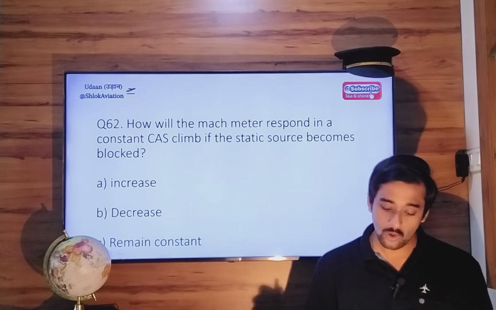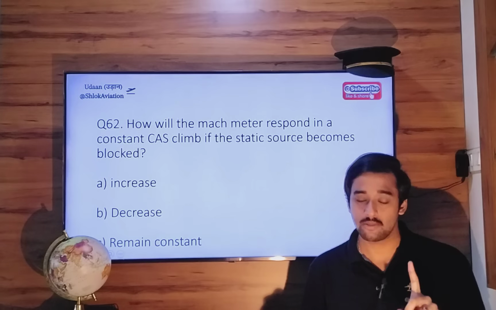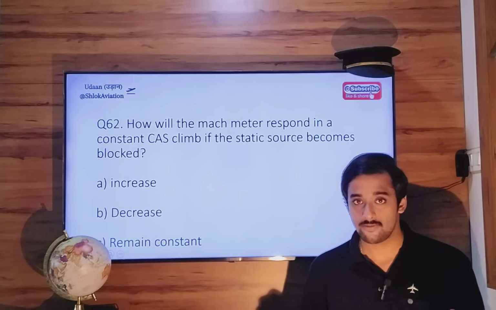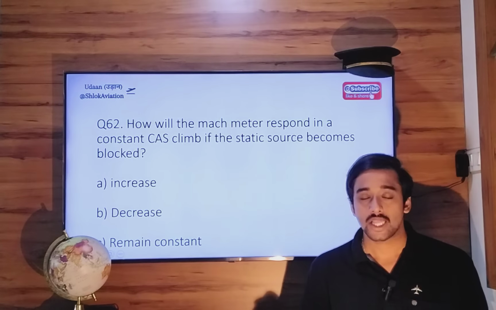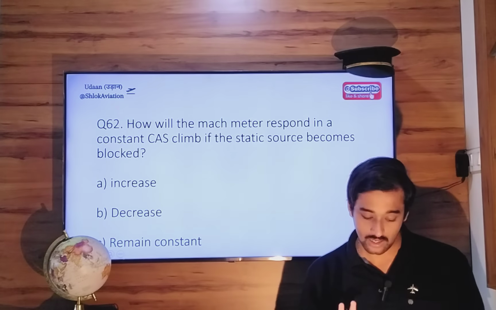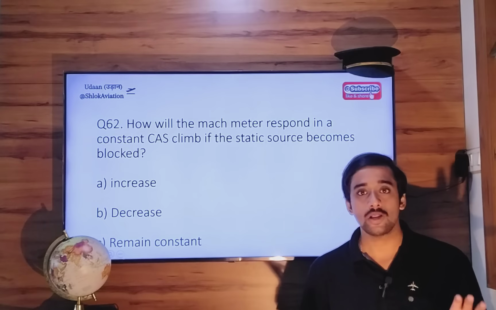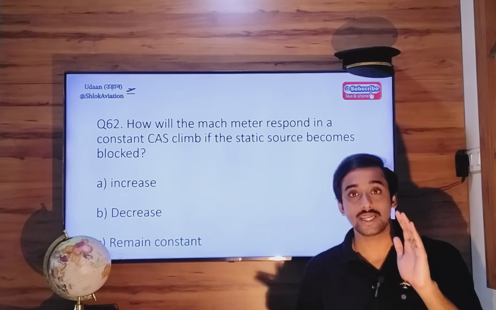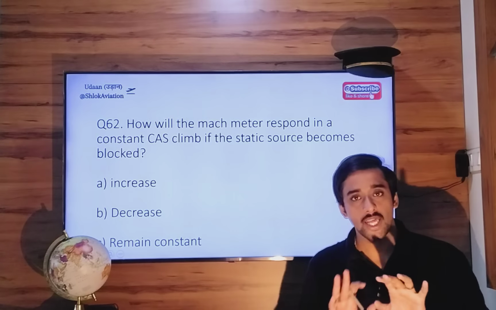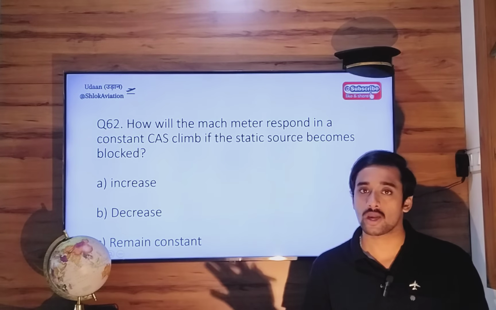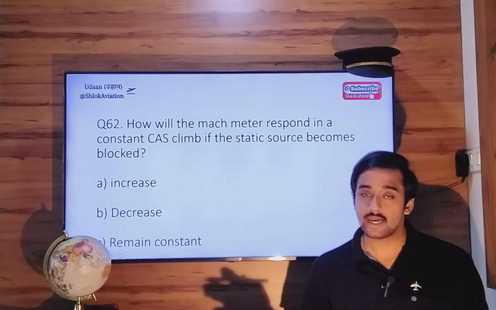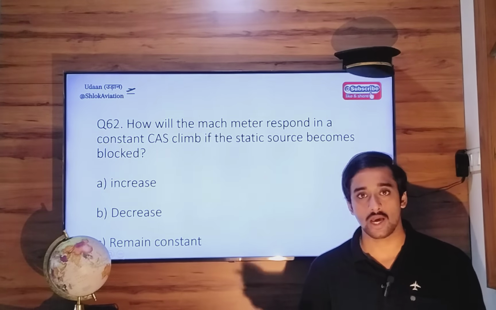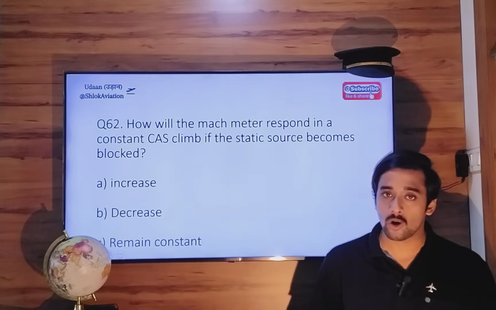62. How will Mach meter respond in a constant calibrated airspeed climb if the static source becomes blocked? Now I will explain this question in two parts. How will Mach meter respond? When you are climbing in a constant calibrated airspeed climb, when everything is working fine, there is no blockage of static port. And in the second situation, I will take an example when the static source is blocked. So I will show you both cases.